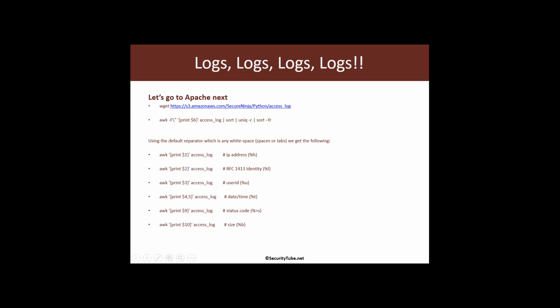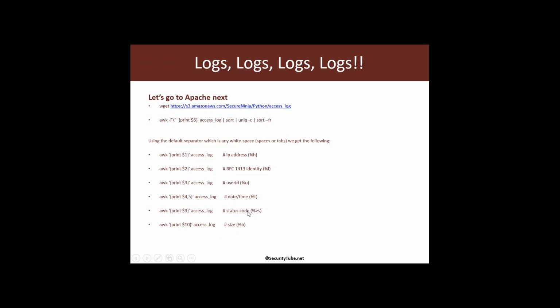Okay. All right, so let's see. awk field 1, print 1, that's the IP address. Print 2, right, that is the identity. That's probably the source IP. Field 3 is the user ID, if applicable. 4 and 5 is date timestamp.